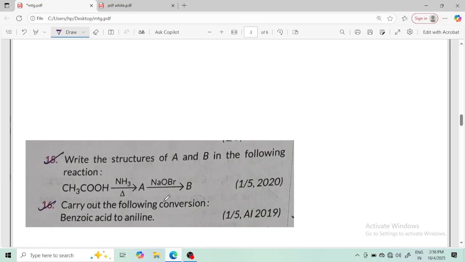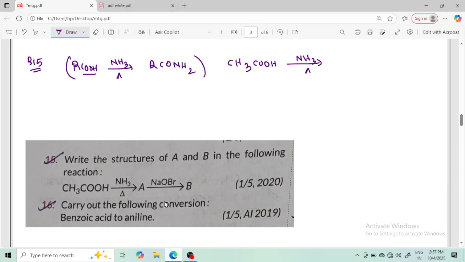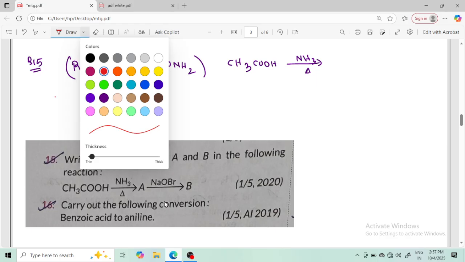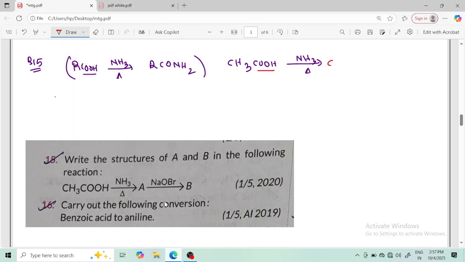Next one is question number 15. Now in question number 15, what are they saying? They are saying that this one is reacting. I have explained this in the previous class, in the previous video. If RCOOH is used with NH3 and heat, then the COOH part will change to CONH2, that means amide, right? So I'll be using the same concept here. Here they have given CH3COOH and then NH3 and heat is mentioned. So this COOH part will change, right?